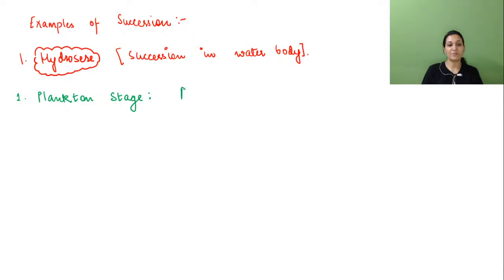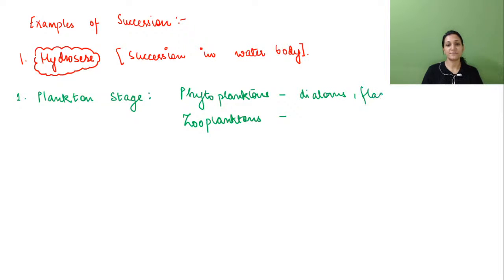So in the plankton stage, there will be 2 types, that is phytoplanktons and zooplanktons. When we are talking about phytoplanktons, what types are they? Diatoms, flagellates, blue-green algae, etc. And zooplanktons are going to feed upon the phytoplanktons. So this is the plankton stage.